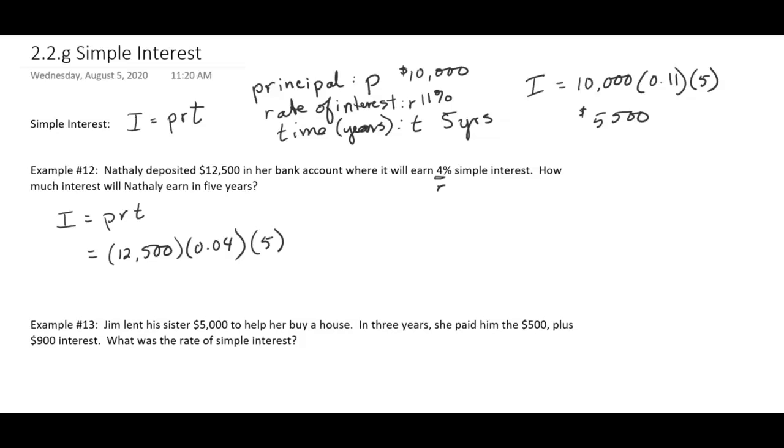So we put this all in the calculator. That's probably the easiest way to do it. And we're going to earn $2,500. So that's how much interest we're making by putting that amount in the bank at that rate for 5 years.